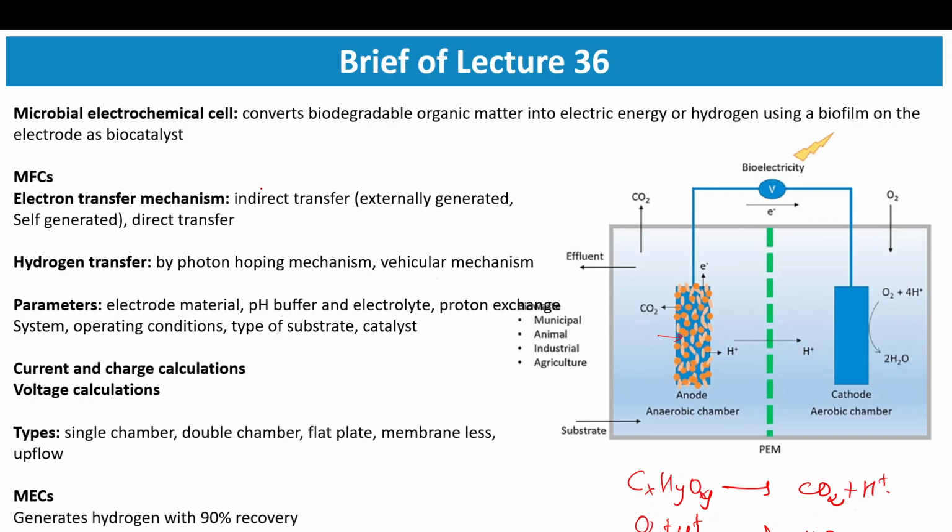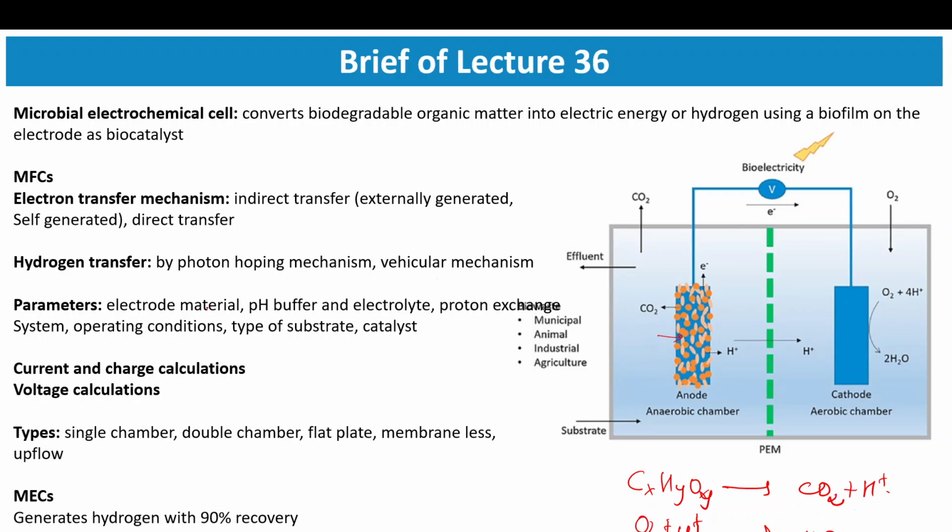Okay, so in the case of indirect transfer, either you supply the biofilm seed externally, or it is self-generated inside the cell itself because of some reaction going on, or there could be some direct transfer of electrons with the electrode itself, right? So these two types of electron transfer mechanisms happen.